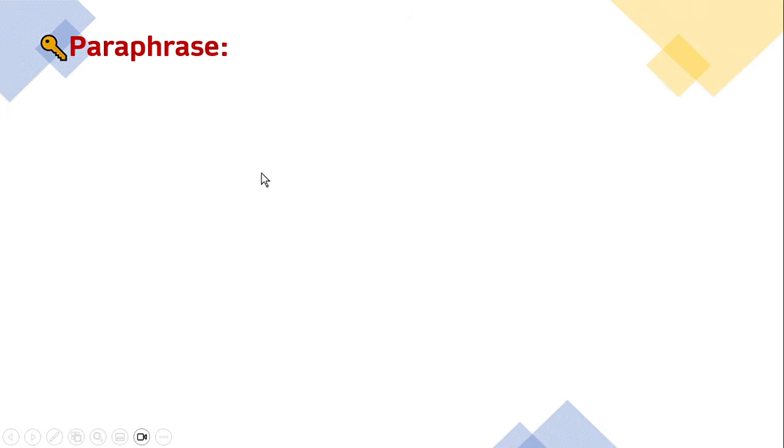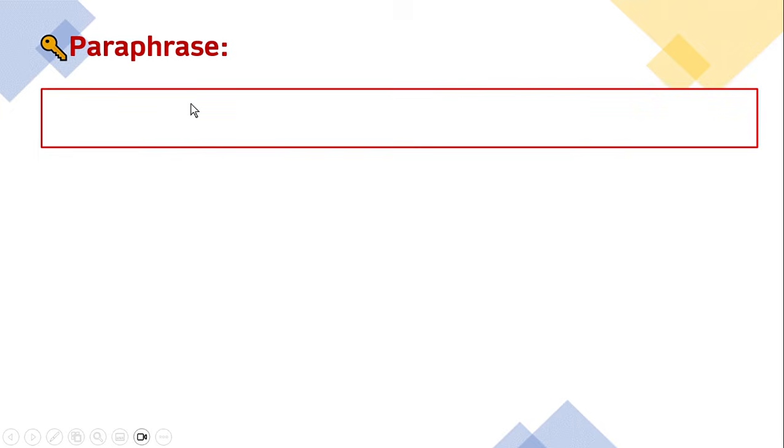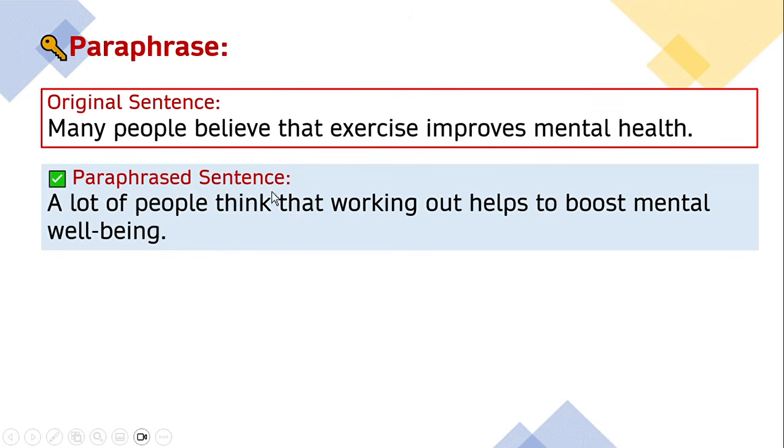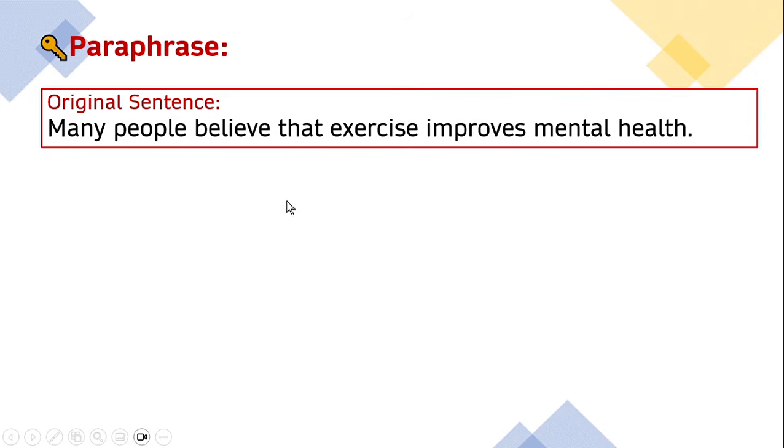Okay, here we have some practice. I want you to paraphrase this sentence. This is the original one: many people believe that exercise improves mental health. To paraphrase this sentence, we can use synonyms. Since it's one sentence, we can use one technique here, or sometimes we can use more than one technique, and I'll show you how.